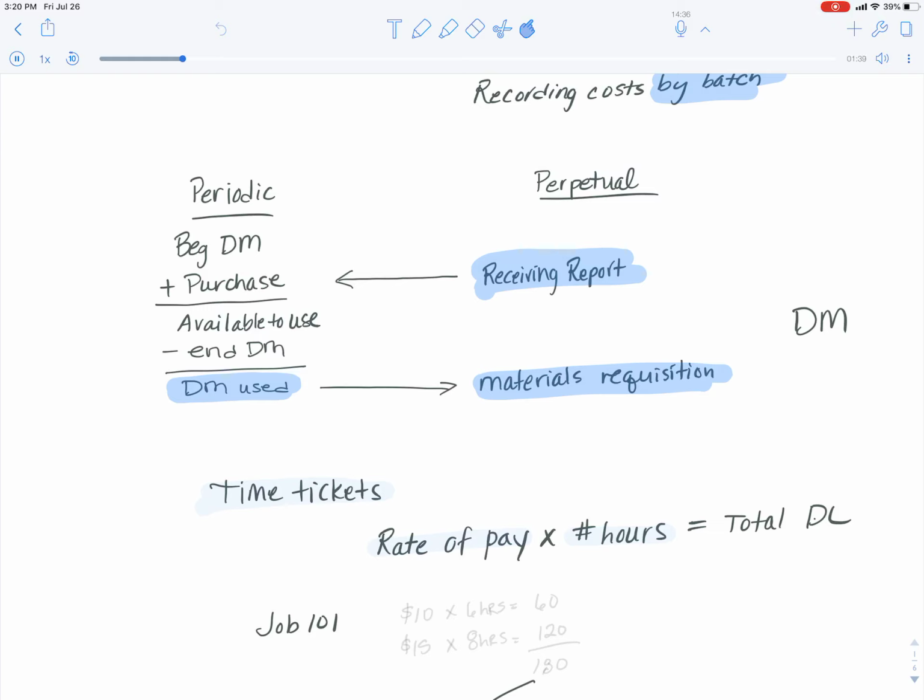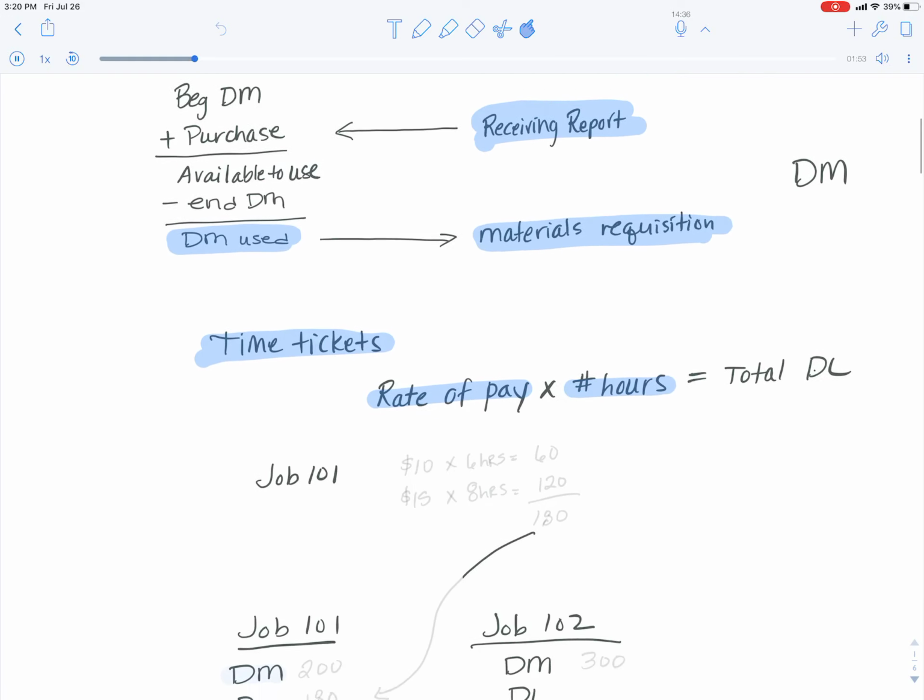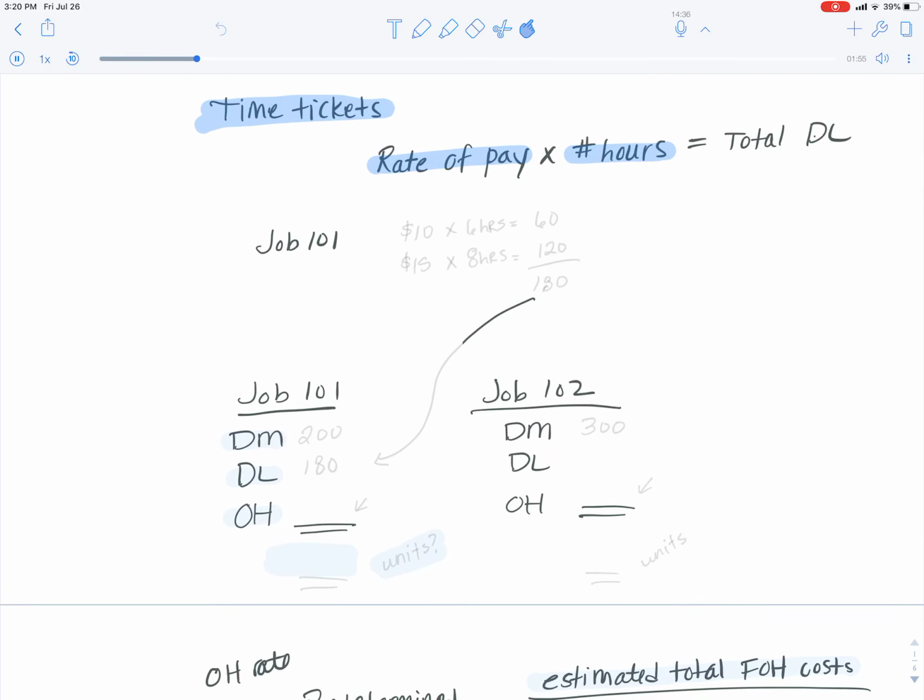That's for material. Now for direct labor, for each job, we'll be keeping track of labor hours using time tickets. So it's going to be important to know the rate of pay and the number of hours that our employees have worked on each job so that we can assign labor hours by the job. So let's do an example just real quick.